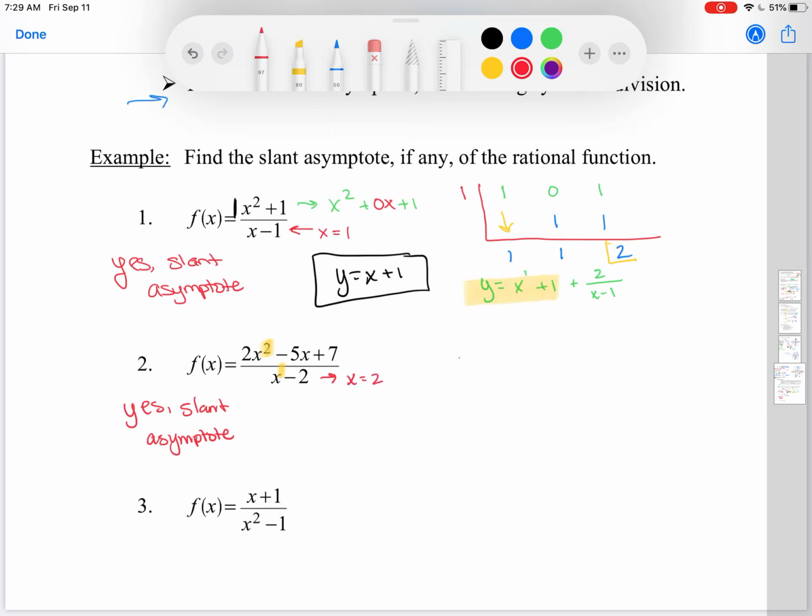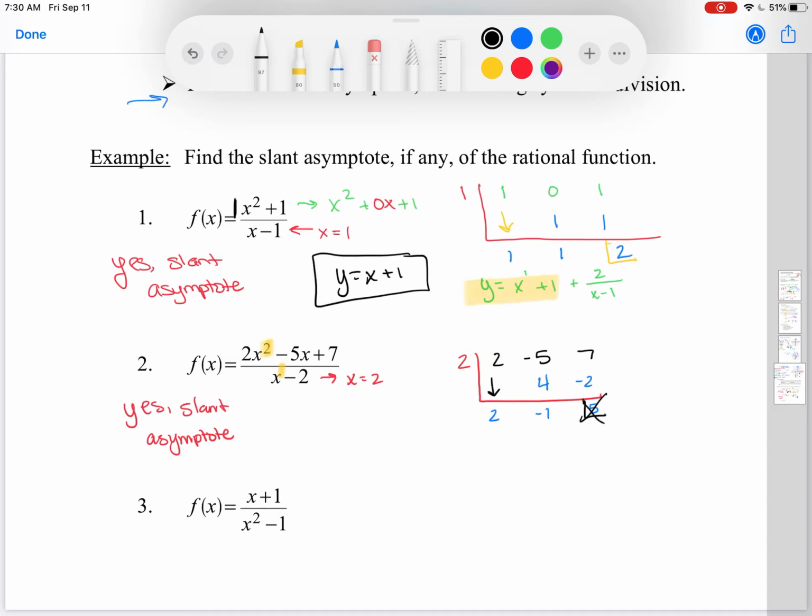If I solved this, it would be a 2. I'm going to take that 2 and use it in my synthetic division. Look at all the coefficients up top on my numerator. I have a 2, a -5, and a 7. And then I start my synthetic division. Bring down my 2. 2 times 2 is 4. -5 plus 4 is -1. -1 times 2 is -2. And 7 minus 2 is 5.